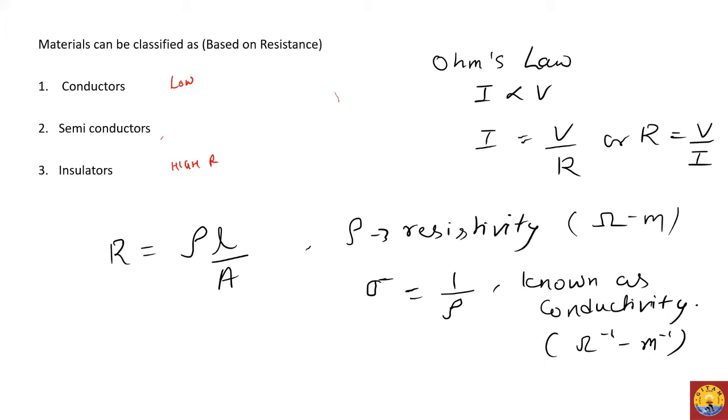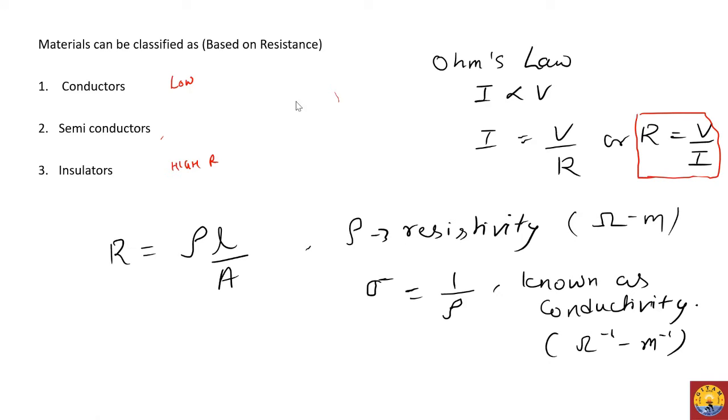And then, as we all know, Ohm's law. Ohm's law is I is proportional to V. That is, current through a resistor is proportional to the voltage across the resistor. And that's how we got the resistance, R is equal to V by I. This is one formula, R is equal to V by I. Everyone knows this formula. This is called Ohm's law.